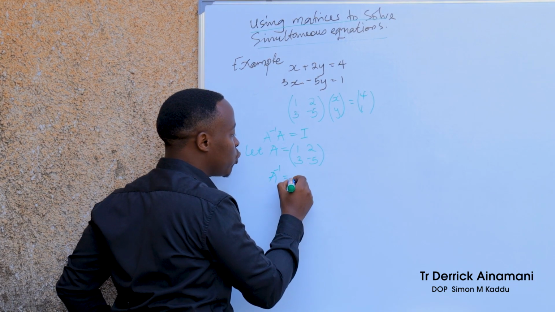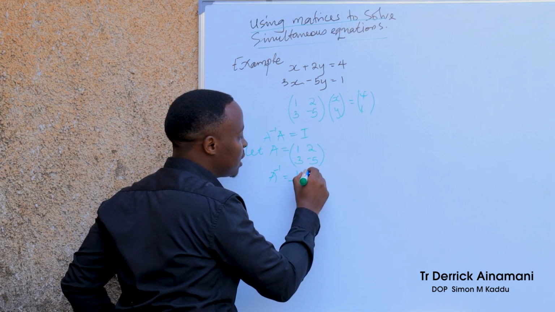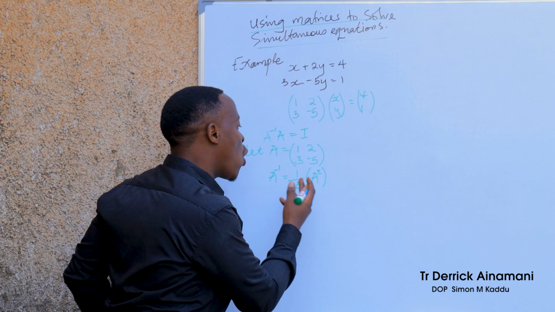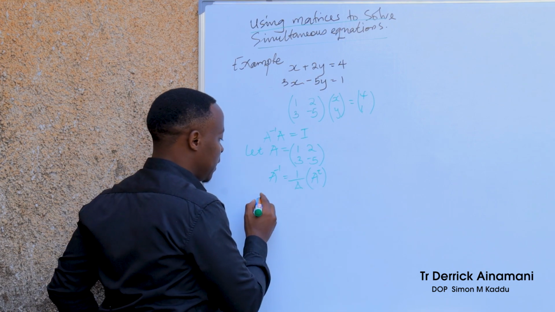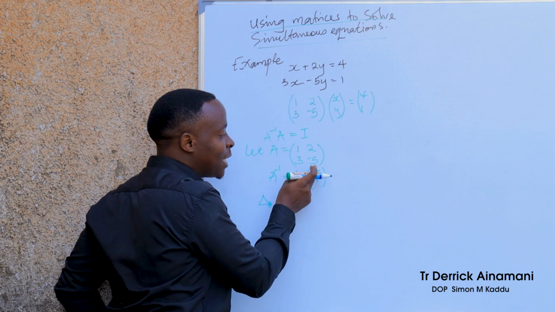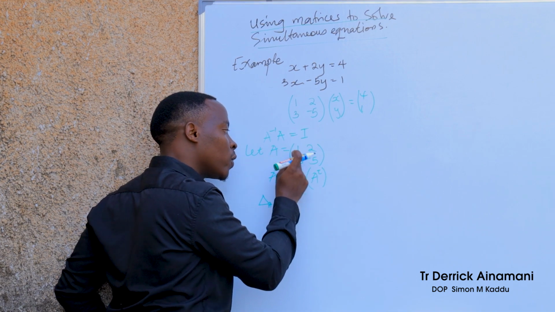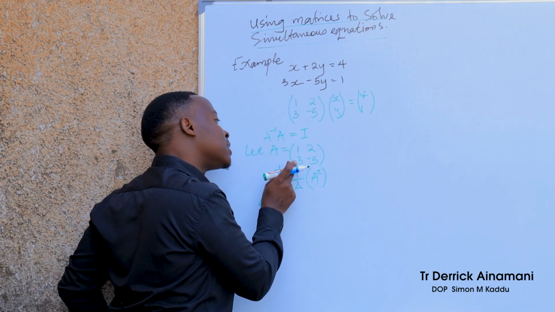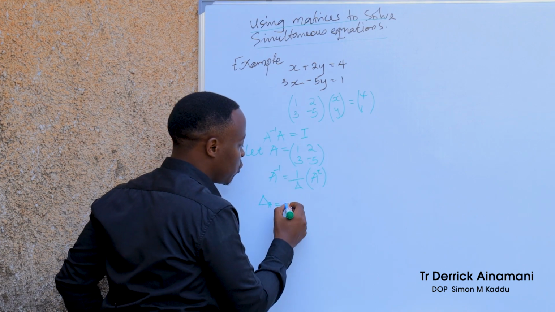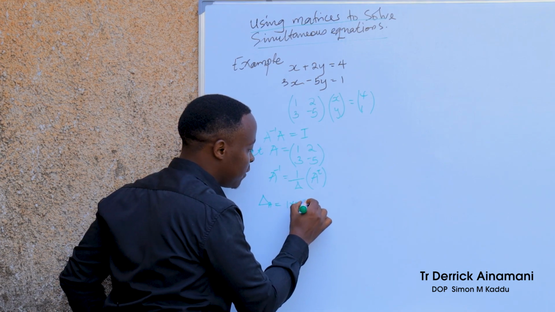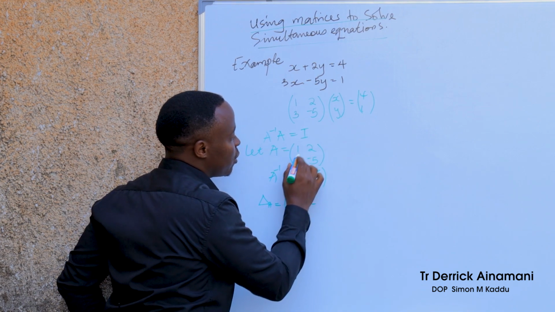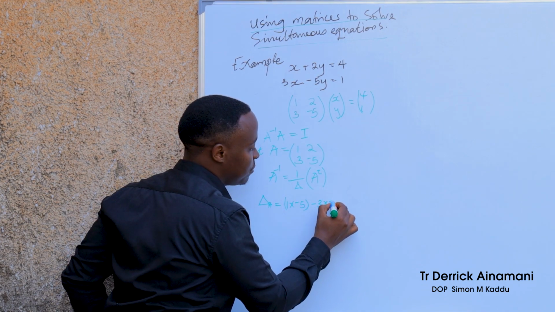A inverse will be equal to 1 over the determinant times A transpose, or the adjoint. So we find the determinant of matrix A, which will be equal to the product of the leading diagonal minus the product of the others, which will be 1 times negative 5, the leading diagonal, then minus 3 times 2.